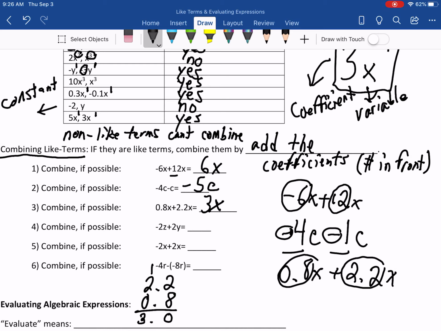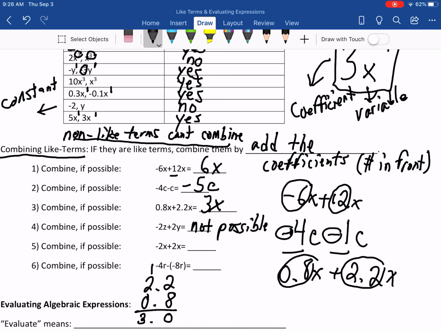Okay. Number 4, negative 2z plus 2y. Are they like terms? No, they're not. So we can't do anything with this. So our answer here is just going to be not possible. Okay. Again, non-like terms can't combine.